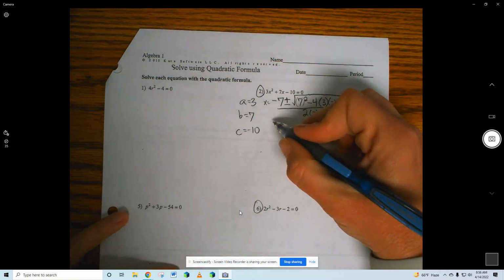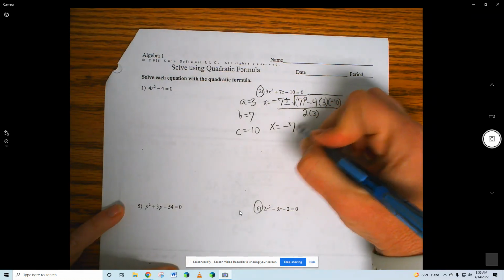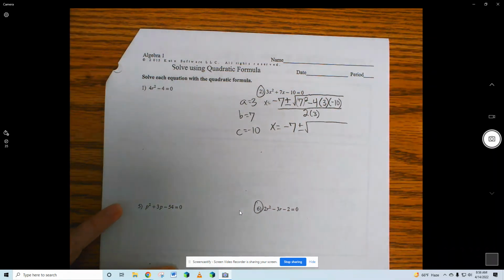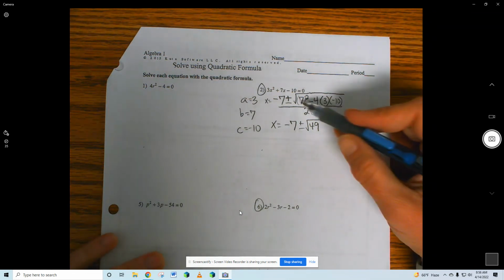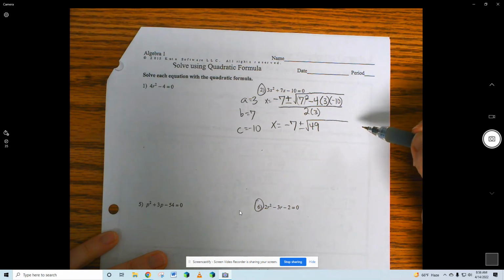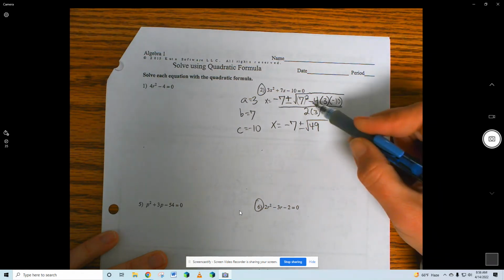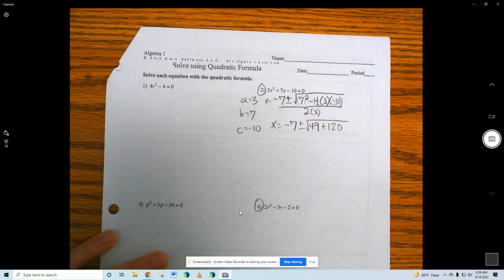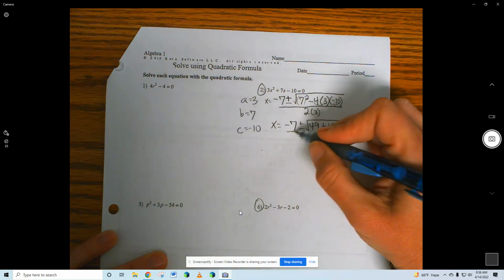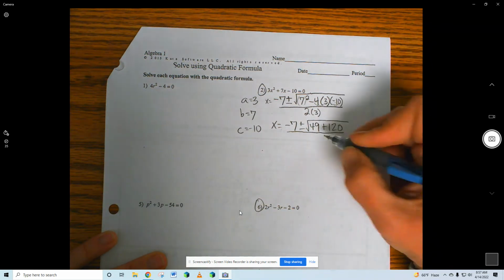Okay. Negative 7 plus or minus. All right, I got to do this math. 7 squared, 49. And then 4 times 3 times 10. Or negative 4 times 3 times negative 10. Negative 4 times 3. Negative 12 times negative 10. So negative 12 times negative 10. Positive 120. That's the part you got to get good at. Over 2 times 3. 6.